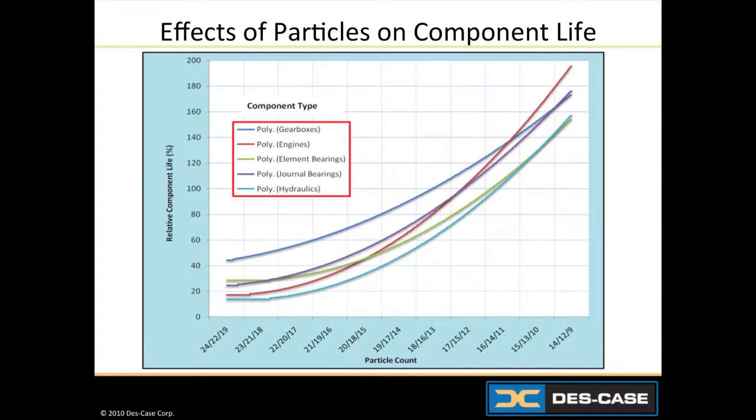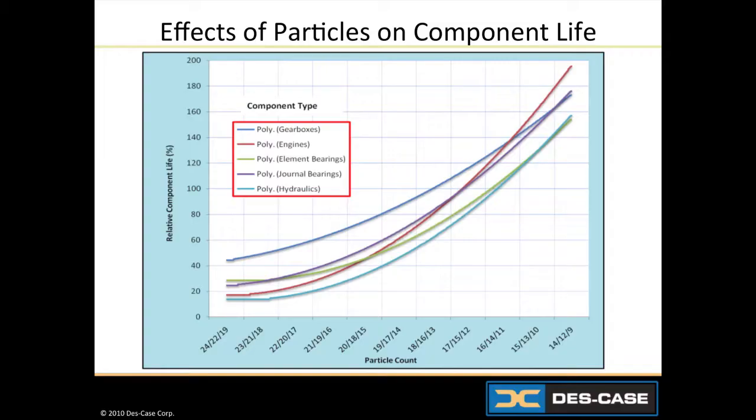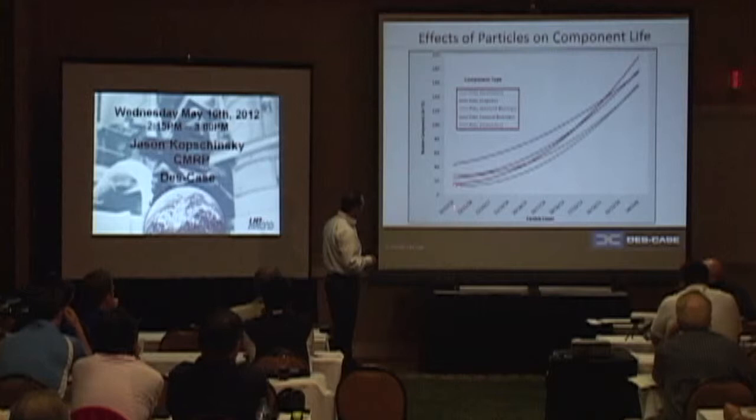But before we get into the case study, we need to look at really what the effects of particles are on component life. Okay, because we know that the cleaner the oil is, the longer we're going to get out of these components. The more reliable they'll be, the longer the life extension is going to be as well. So here's a lot of data that's been compiled. Different systems: hydraulics, gearboxes, engines. So if we look at the engine example, depending on where you land on the particle count, I'll give you a little bit of background on the particle count as well.